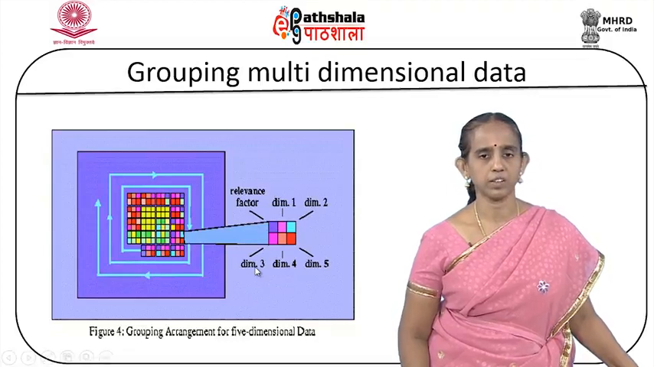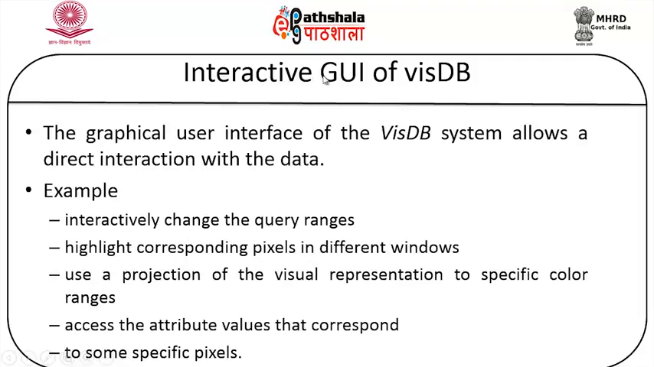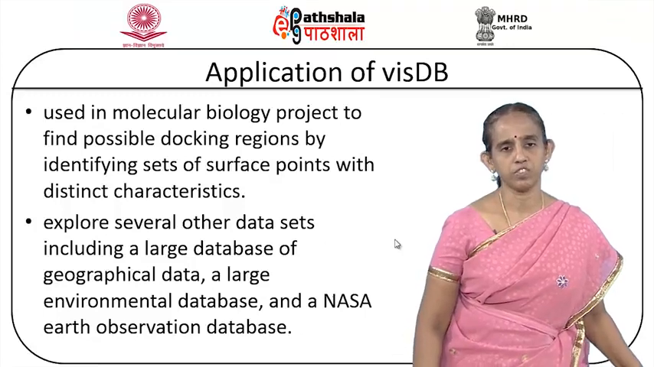So, we have the relevance factor along with all the 5 dimensions which are being represented, grouped and arranged from a 5-dimensional dataset. Interactive GUI of visDB. If you look at the interactive GUI of visDB, the graphical user interface of the visDB system allows a direct interaction with the data. Examples are, we can interactively change the query ranges, we can highlight corresponding pixels in different windows, we can use a projection of the visual representation to specific color ranges, and we can access the attribute values that correspond to specific pixels. Applications of visDB.